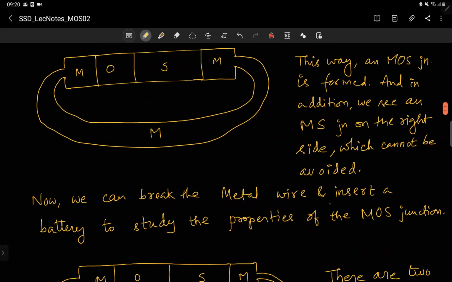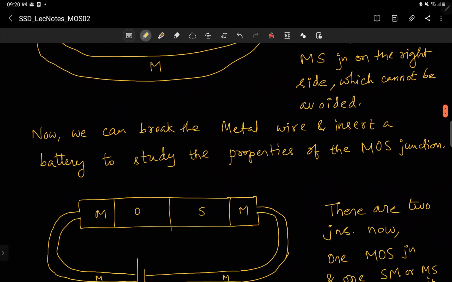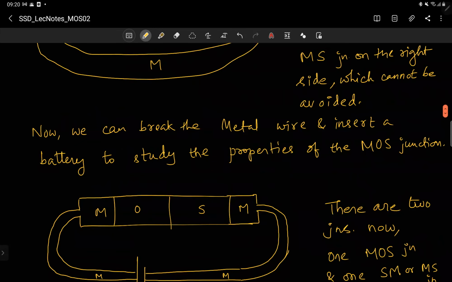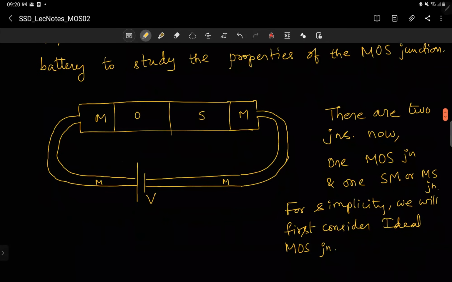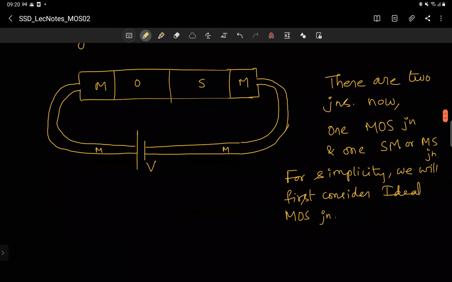Now we can break the metal wire and insert a battery to study the properties of the MOS junction. Okay, so now what we do is just break the metal wire and put a battery to study, and then say voltage is 0 or voltage is positive, voltage is negative, and then study the charge picture. Okay, so there are two junctions here. One is the MOS junction, another is the SM junction, that is the metal semiconductor junction.